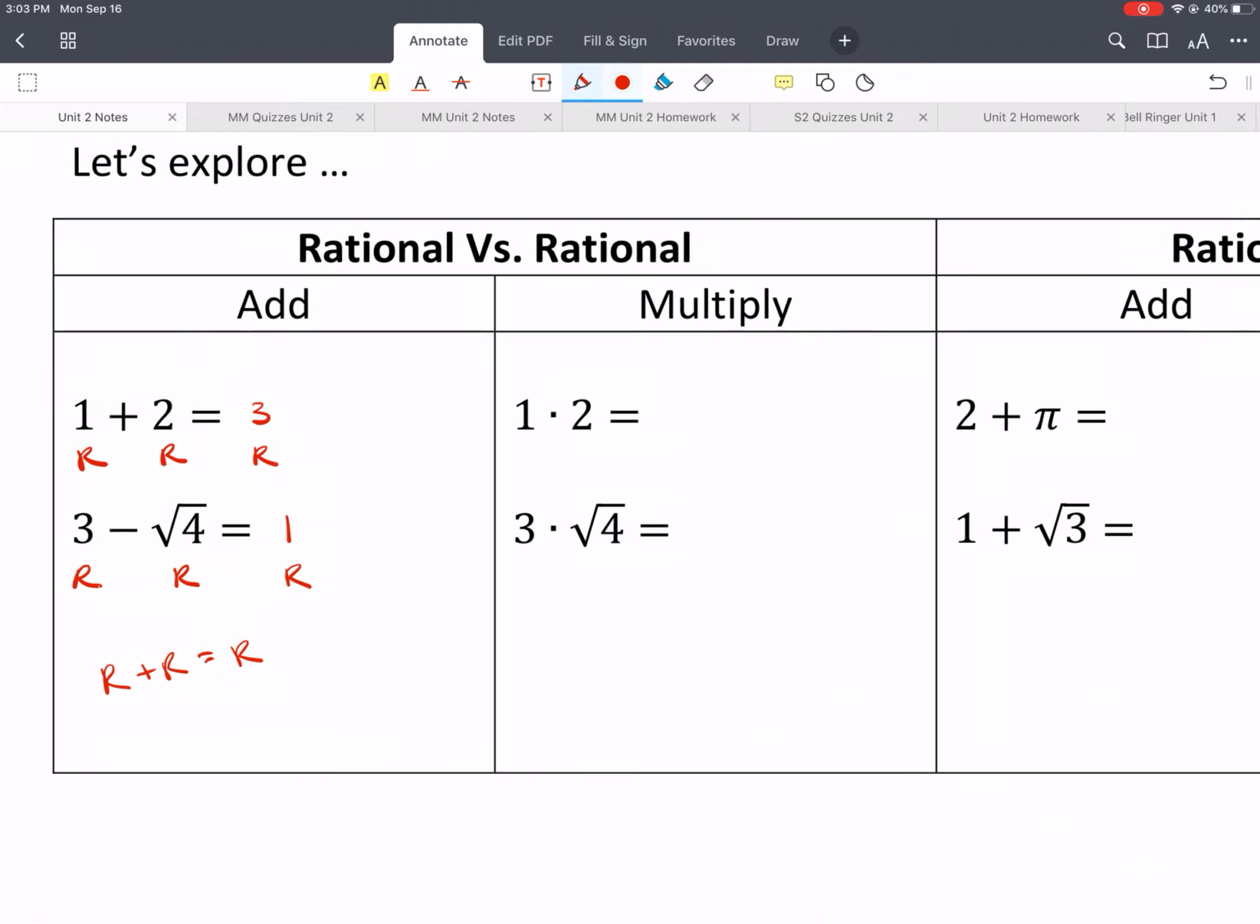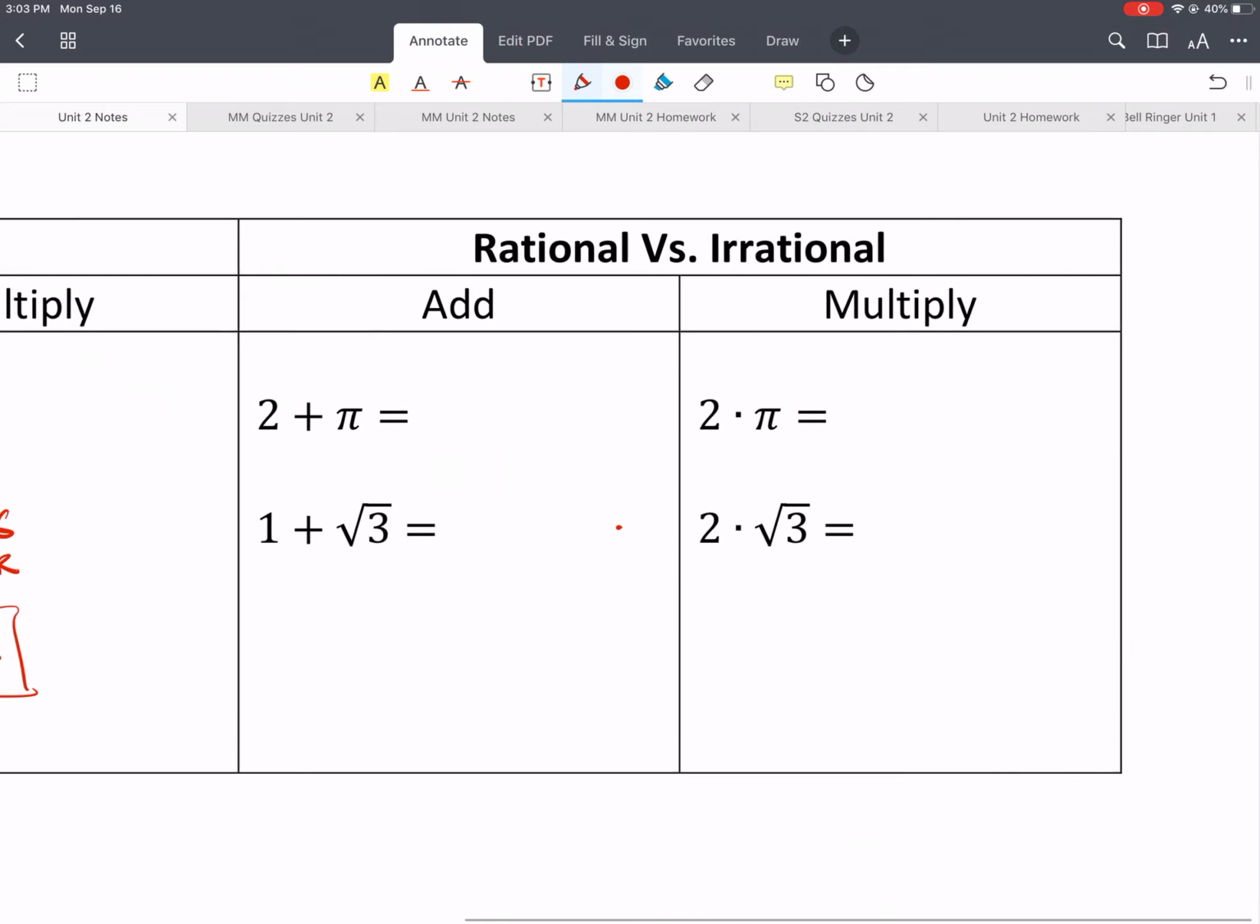All right, multiplication, the same. Rational times rational equals rational. 6, which is rational. So no matter what, rational times rational is rational.